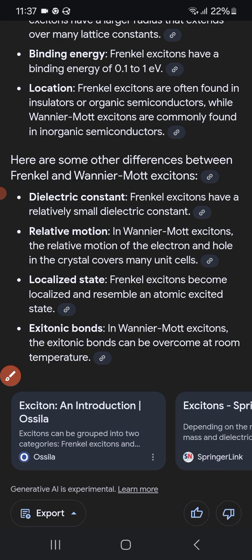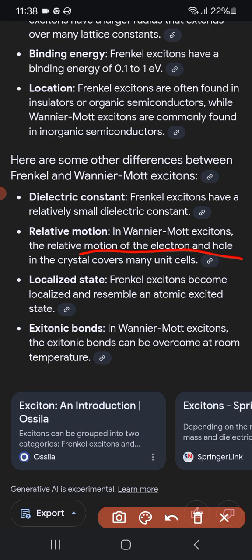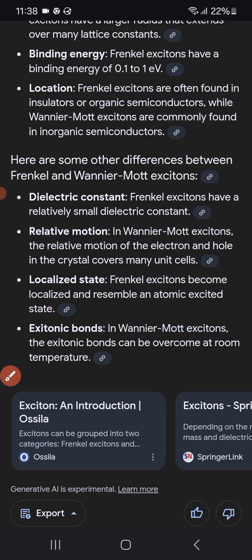Dielectric constant: Frenkel excitons have a relatively small dielectric constant. Mott-Wannier excitons: the relative motion of electron and hole covers many unit cells. Localized state: Frenkel excitons become localized and resemble an atomic excited state. Mott-Wannier excitons: the excitonic bonds can be overcome at room temperature. It's weak.